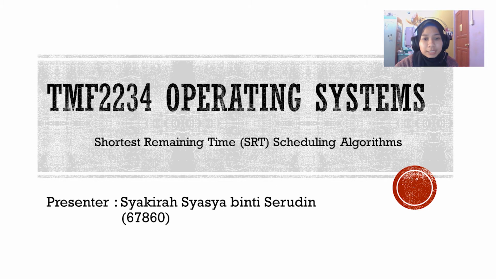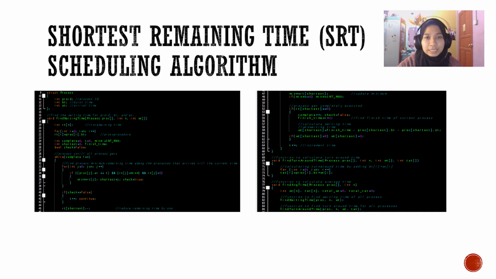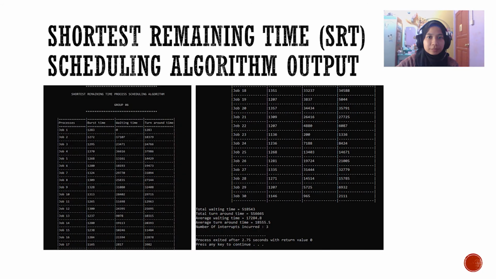When the process is eliminated from the operation and the next process is prepared, the context of the process is saved in the process control block. The next execution of this method requires entry to this PCB. PCB stands for process control block. As you can see in this slide, this is some part of my shortest remaining time algorithm. This is the output from the algorithm.